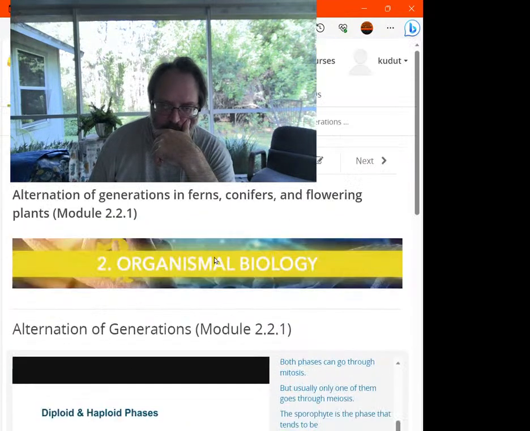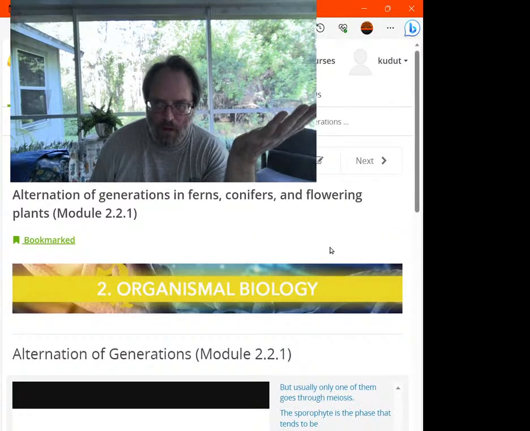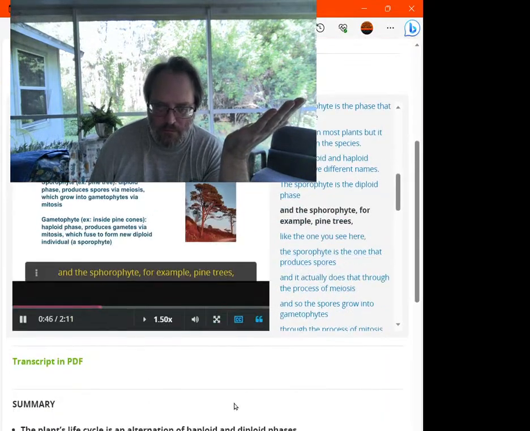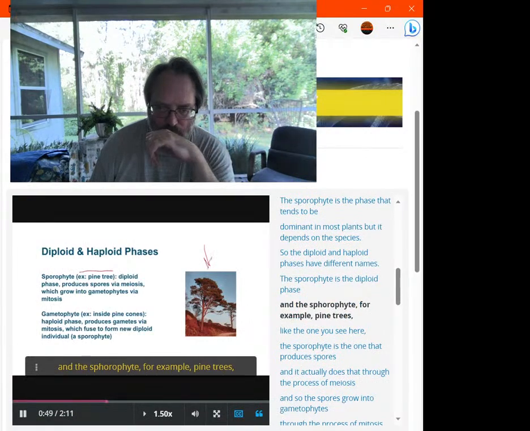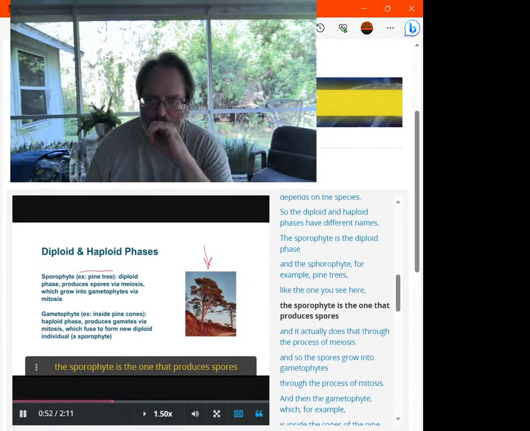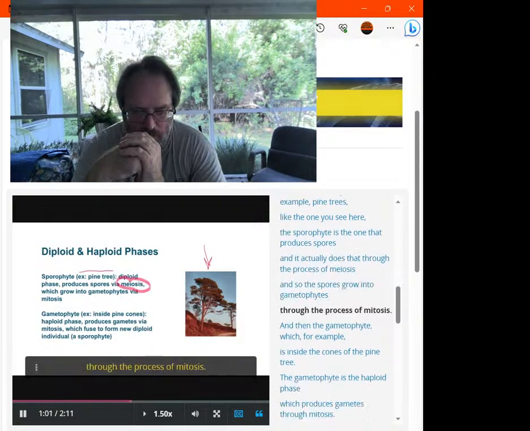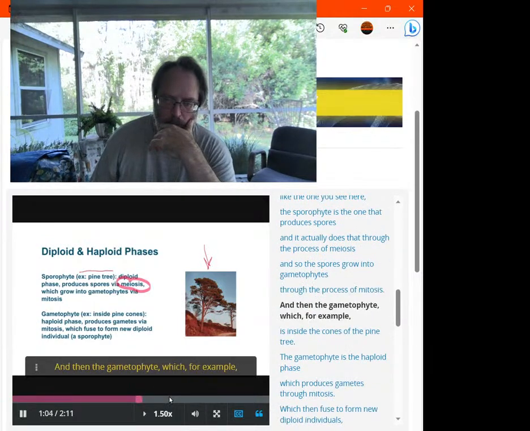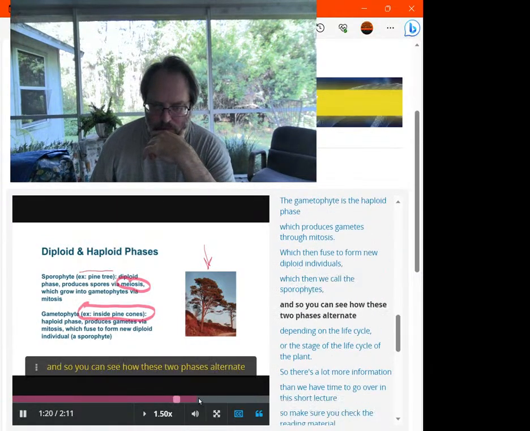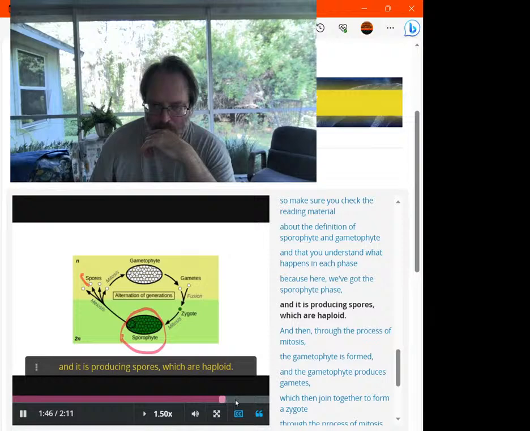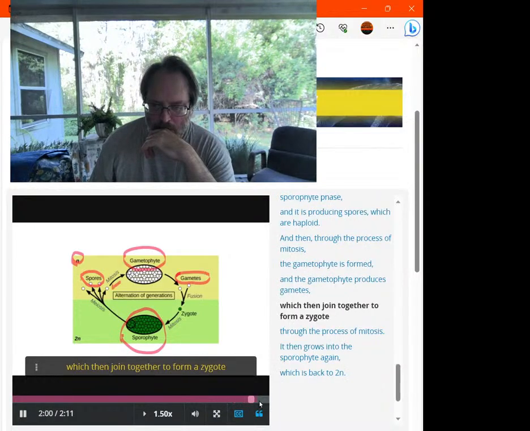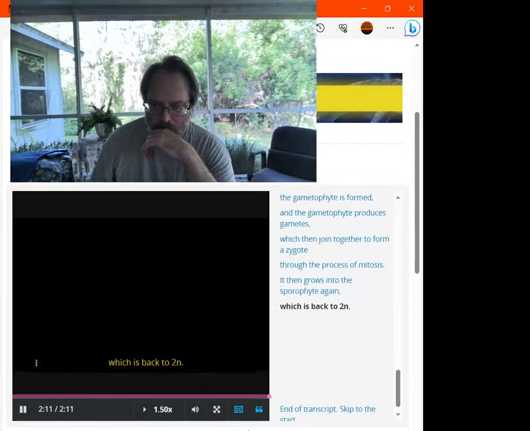So the diploid and haploid phases have different names. The sporophyte is the diploid phase, for example, pine trees, like the one you see here. The sporophyte is the one that produces spores, and it actually does that through the process of meiosis. And so the spores grow into gametophytes through the process of mitosis. And then the gametophytes produce gametes, which come together to form a sporophyte again, which is back to 2n. Check the reading material for more.